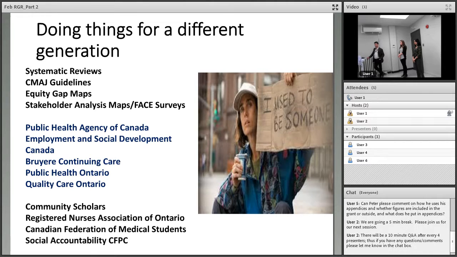I think it's Bruyère Continuing Care. We are there at every stage. Yeah. Look at that. We are there with excellence at every stage.